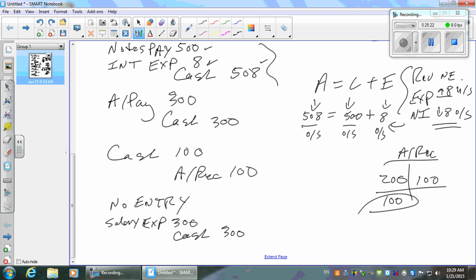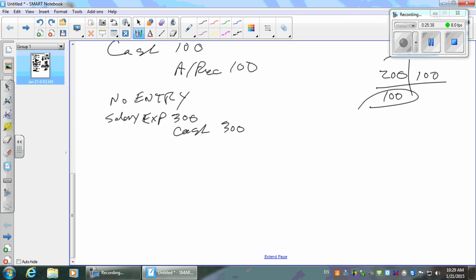Oh, by the way, what does a debit do to expense? Increases it. And what does that do to your net income? Decreases it. And what does that do to your equity? Decreases it. So here we go again, right? Isn't this crazy?